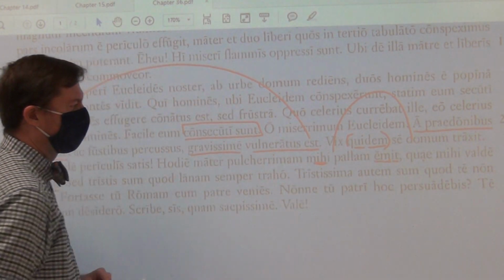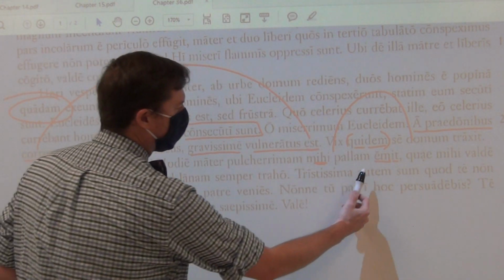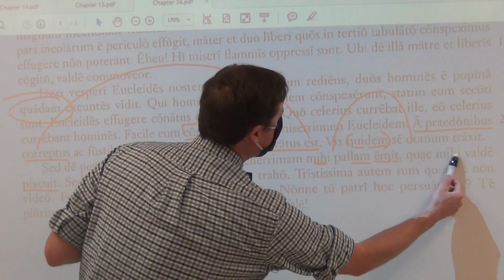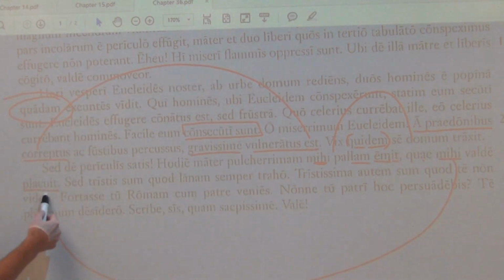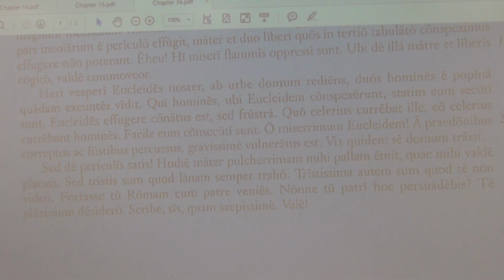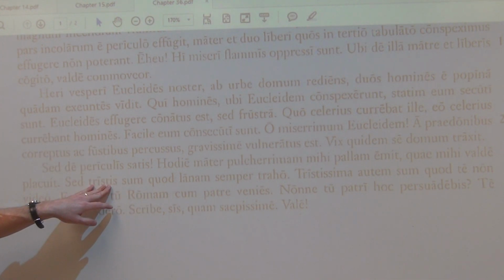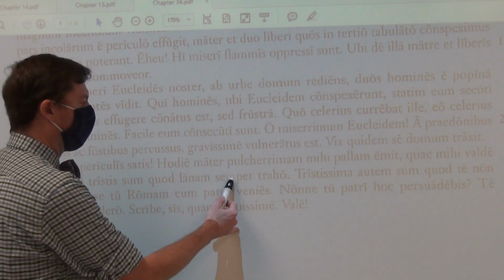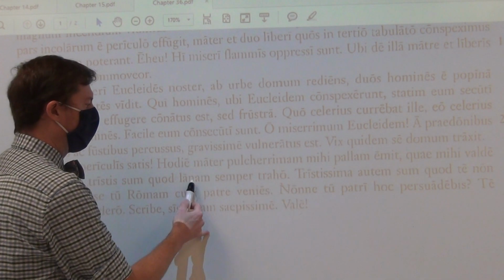This mihi is the dative indirect object receiving the direct object. This mihi is the object of the verb placeo, which takes dative objects. It's the special verb, because it doesn't just mean to please, it means to be pleasing to. But I am sad. Tristis, tristis, triste. Sad. Because I always drag the loom.